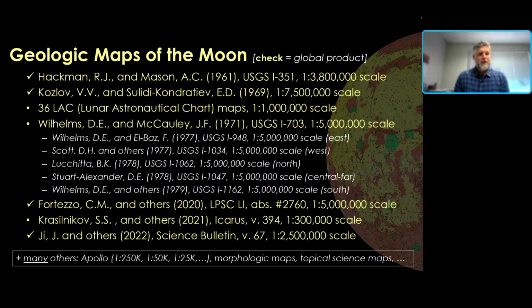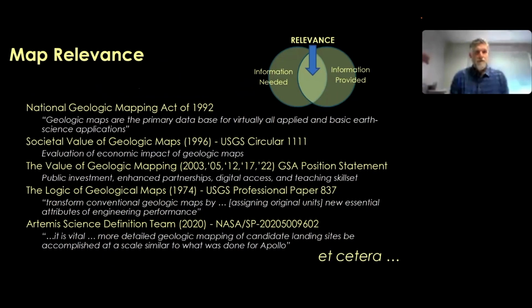These are just a sampling of what has been going on over the past 40 or 50 years. There are many other products, including Apollo products that were published at 1 to 250, 50, and 25,000 scale. We have morphologic maps that have been published. One of those will be presented by Hannes. And then we have topical science maps that can be used and integrated into geologic mapping. Wes Patterson and some other folks might be presenting on that later on too. So the point here is that we have geologic maps of the moon. We have them at a diverse scale. Next slide.